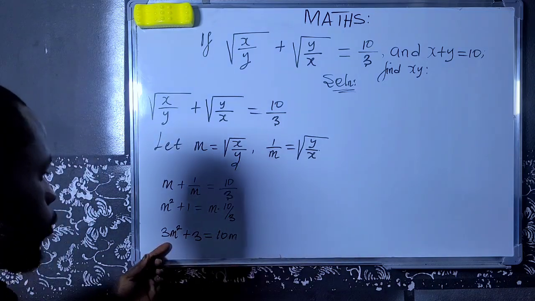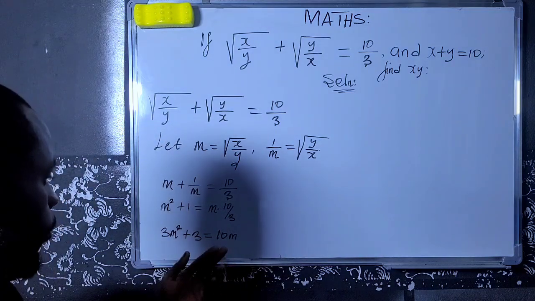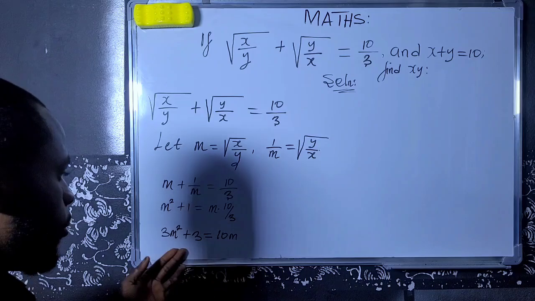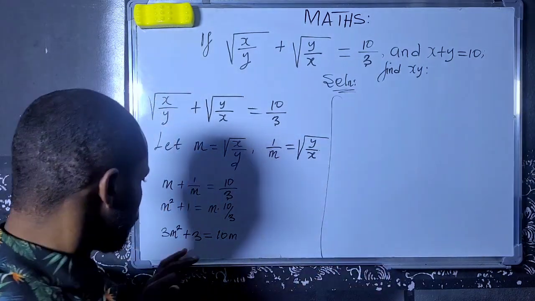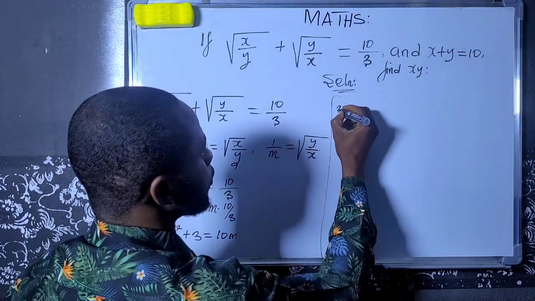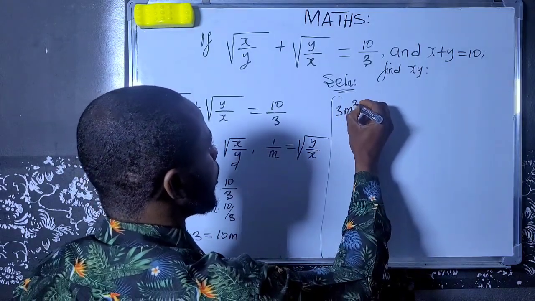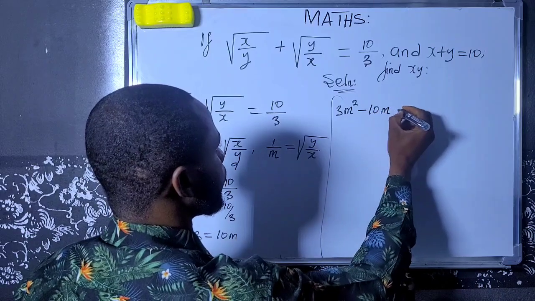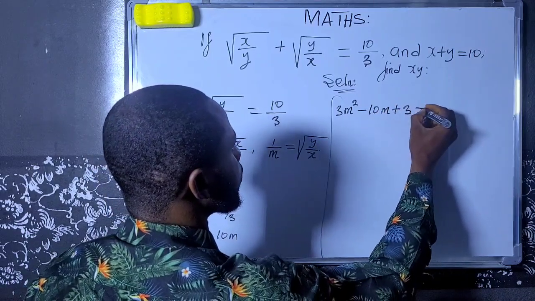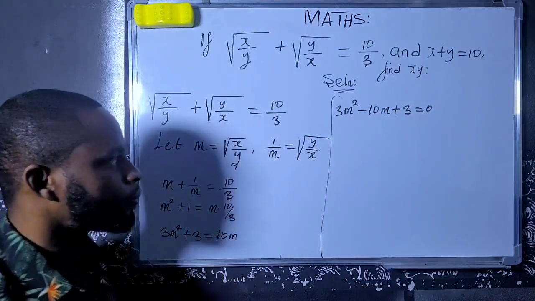and this is a quadratic equation. Then we are going to arrange it in the normal form, and if we do that, we are going to have 3m square minus 10m plus 3 equals 0.